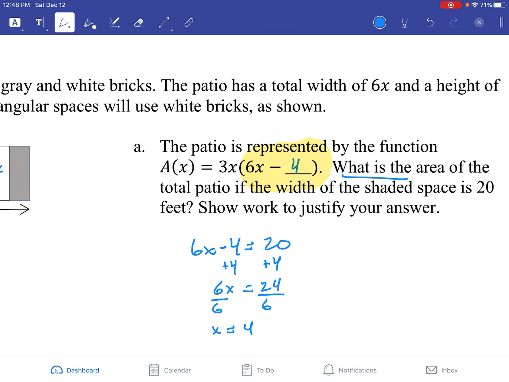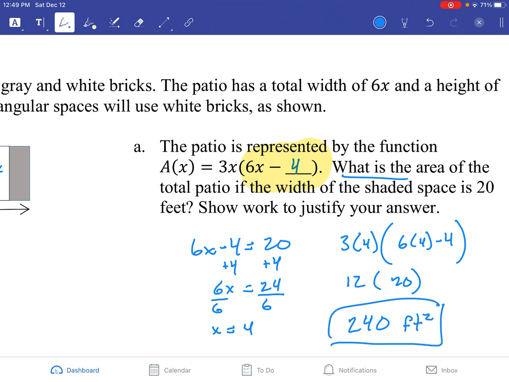But we want to find out the area. It says, what is the area of the total patio? So we're going to put that 4 back in for the x in our equation. So we have 3 times 4 times 6 times 4 minus 4. Okay, so this will be 12 times 20. And 12 times 20 is 240 square feet. Actually, let's do this. Feet squared.